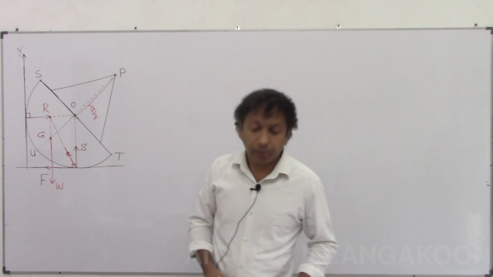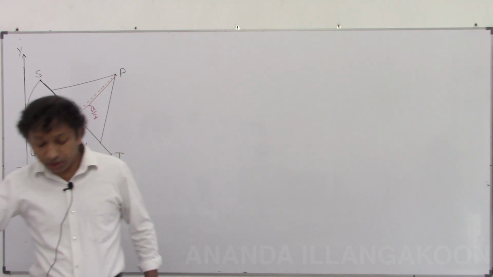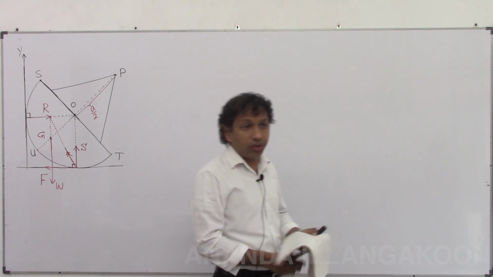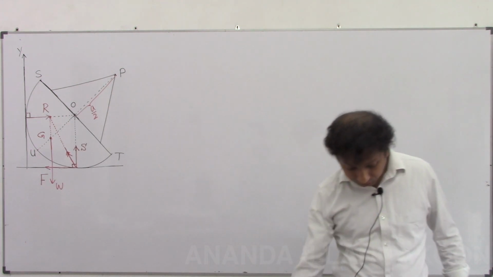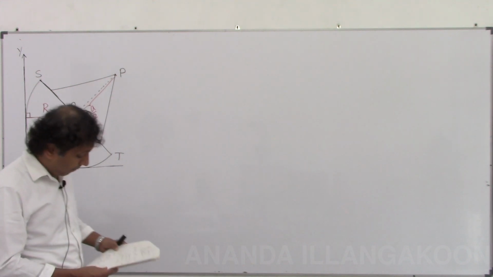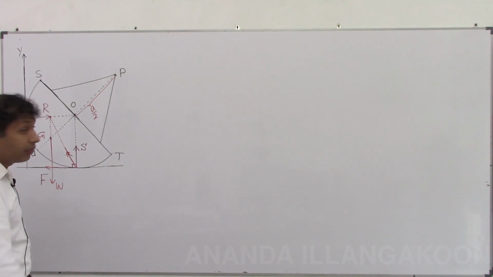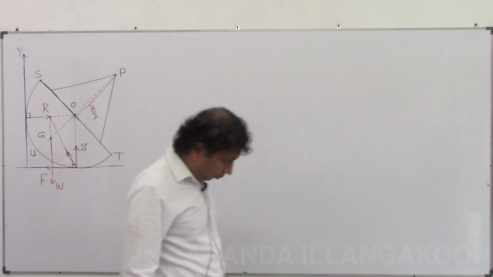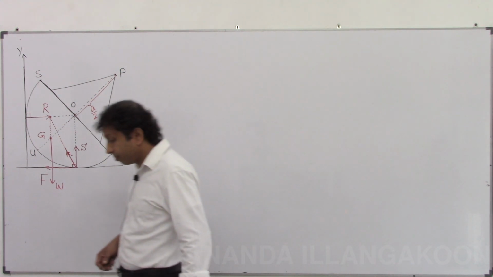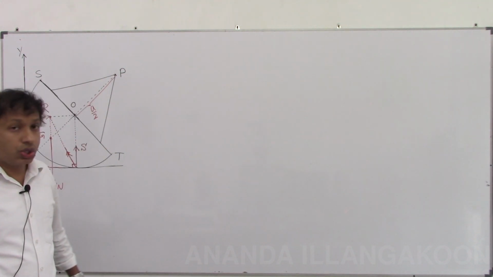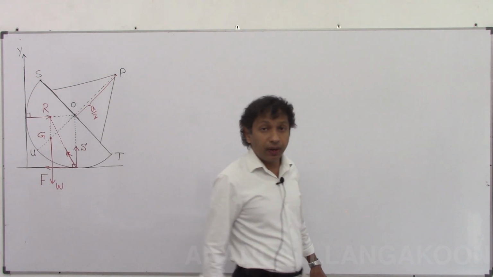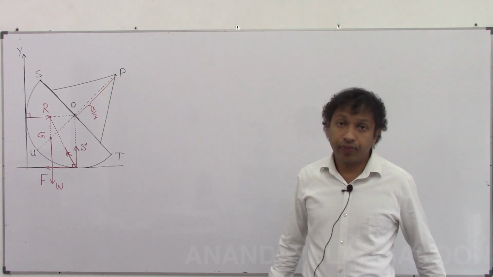In order to keep the equilibrium of the object in the above manner, the center of gravity of the object should lie between O and U.